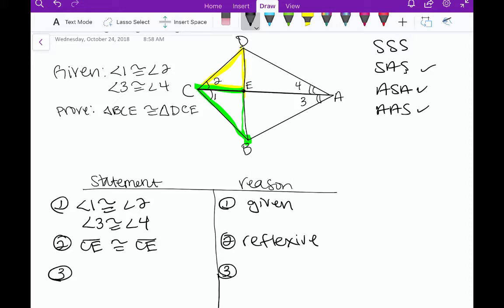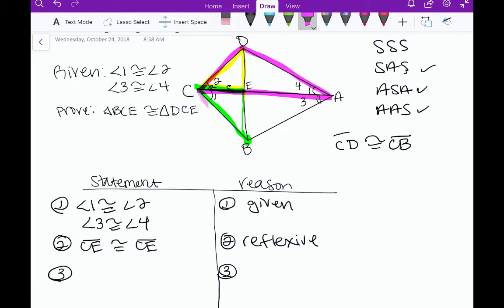So now I have an S and I have an A. So I have this S and I have this A. So I probably need CD to be congruent to CB. So how could I say that? Well, if that triangle is congruent to this triangle, then CD would be congruent to CB because those would be corresponding parts. So let's see if I can prove that those 2 triangles are congruent.